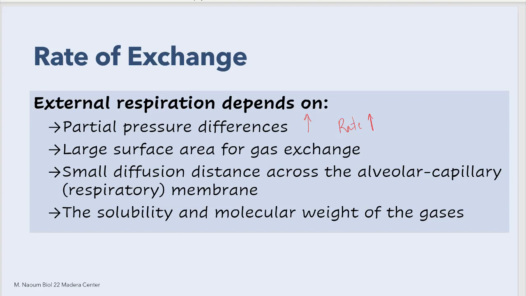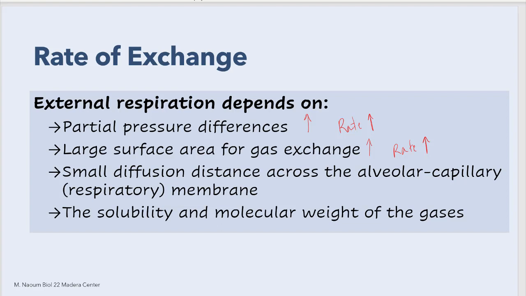Large surface area for gas exchange is another factor. So if the alveoli have this huge surface area where the exchange can occur, the more oxygen and carbon dioxide exchange will occur, the faster it will happen. But let's say something obstructs this process for any reason. Certain conditions can decrease the surface area, and that could lead to a lower rate of diffusion and lower amounts of oxygen in the blood.